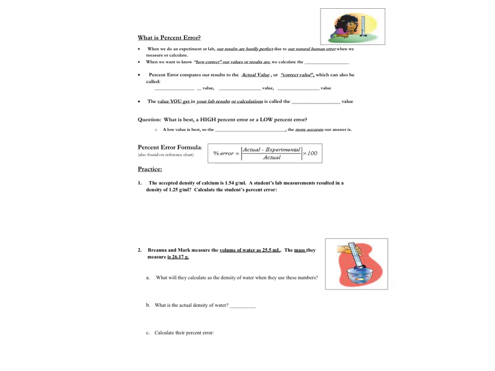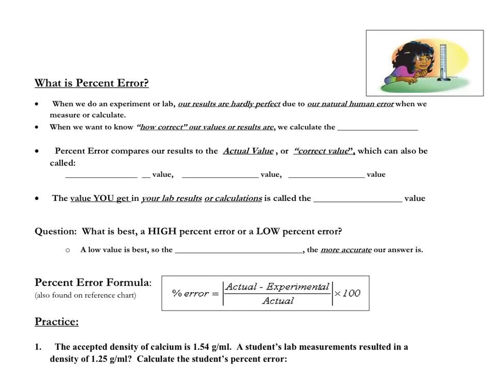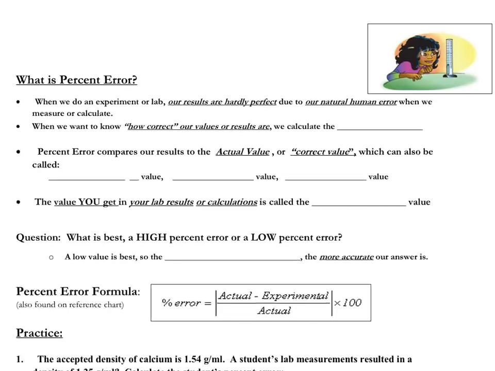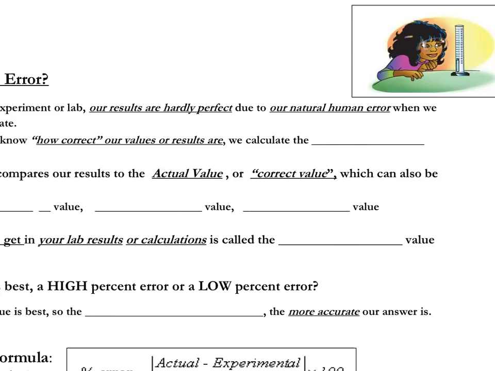Okay, on the back. Now we need to figure out how to calculate percent error. So when we do an experiment or a lab, it's sometimes difficult to achieve perfect results. So we're human, we make mistakes, maybe we round when we shouldn't round. There's human error typically. You need to be able to know how to calculate the percent error, or how far off our results are, and that is what percent error is. It's how far or how close you are to your actual results.